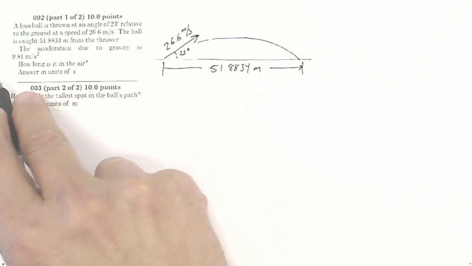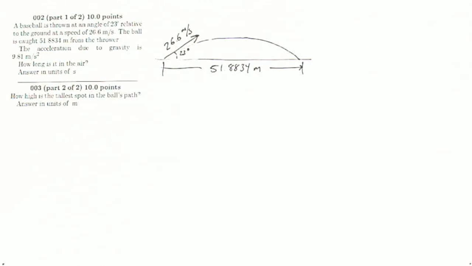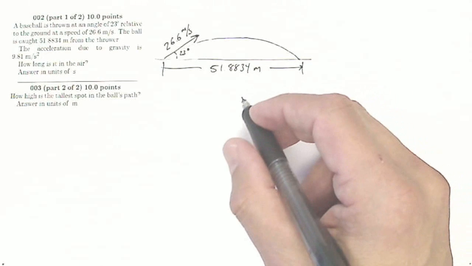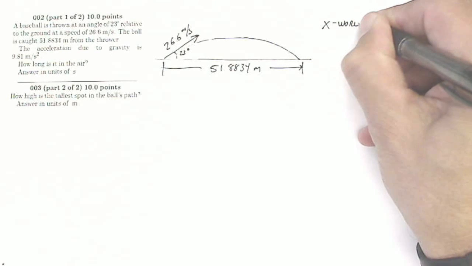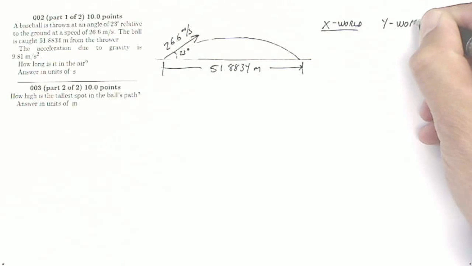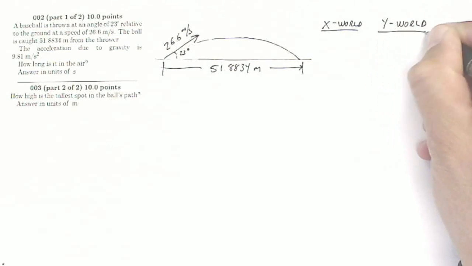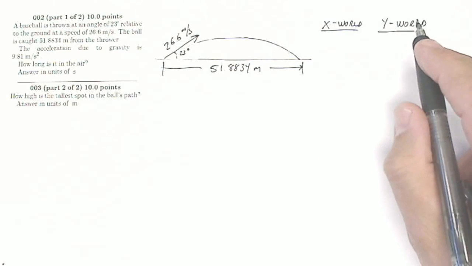The acceleration due to gravity is 9.81 meters per second squared. How long is it in the air? Answer in units of seconds. Well, this is where I need to set up my x world and my y world. If you don't set up x world and y world, you tend to get these questions wrong. So x world is going to be everything that's happening horizontally, and y world is everything that's happening vertically.